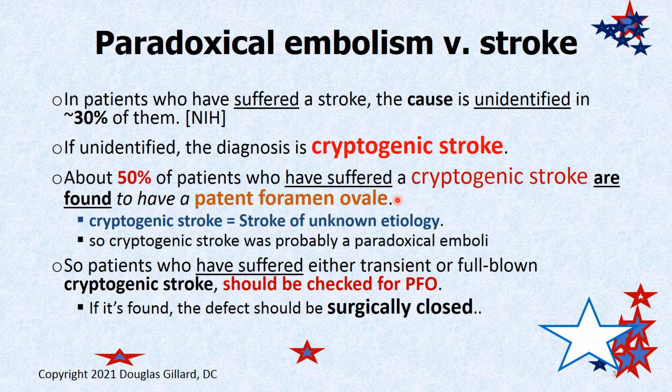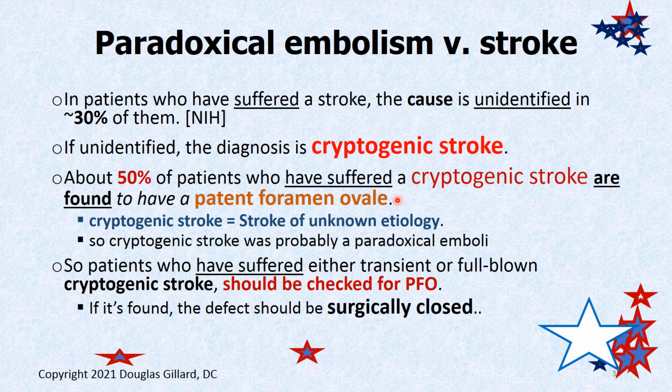Paradoxical embolism versus stroke, some fun facts. When someone has a stroke, they do a CT and an MRI, and they look for the cause of it. Maybe it's a bleed. Maybe it's an aneurysm that's ruptured. Maybe it's an embolism that got stuck up there. But 30% of the time, they never figure out what it is. Oh, you had a stroke, we don't know what happened. That's almost a third of people. That's called a cryptogenic stroke. Cryptogenic stroke means they don't know why it happened.